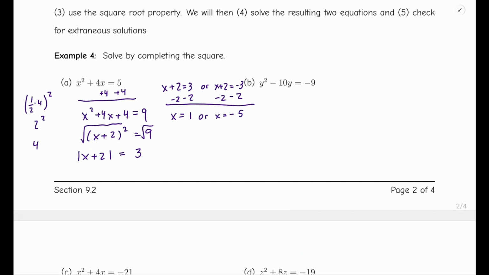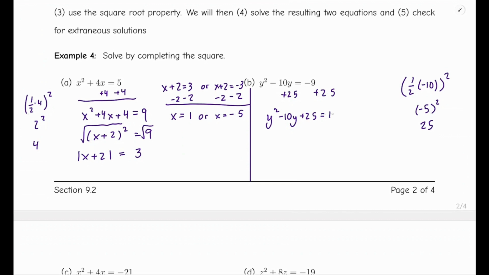Part B, y squared minus 10y equals negative 9. So I need half of that coefficient, which is negative 10, squared. Half of negative 10 is negative 5, squared is 25. So I'm going to add 25 to both sides here. And we get y squared minus 10y plus 25 is equal to 16. That now factors as (y minus 5) squared equal to 16.